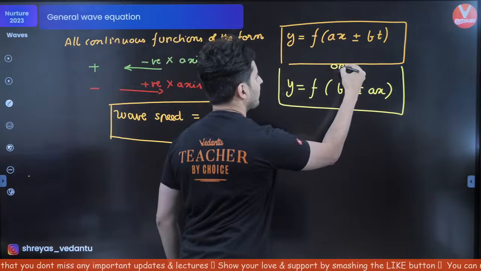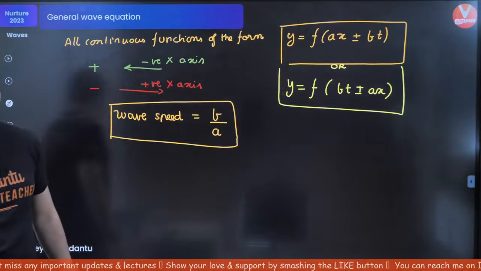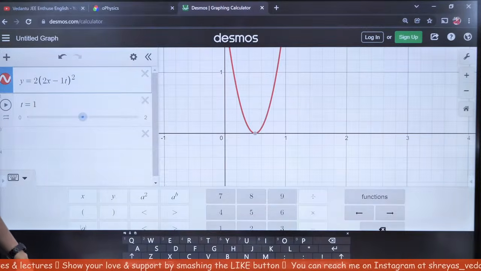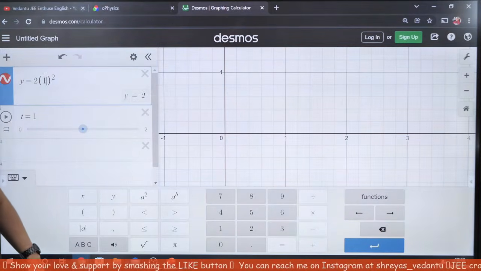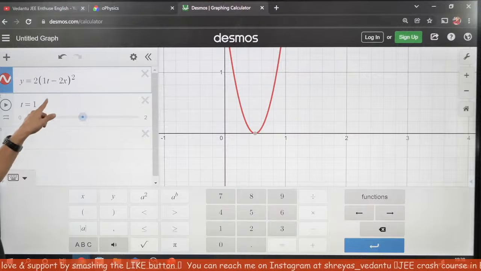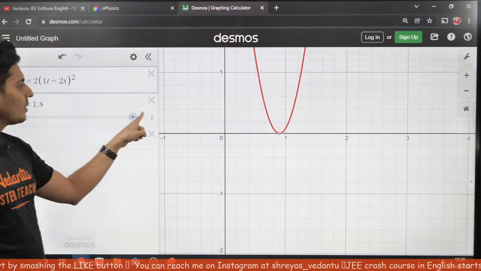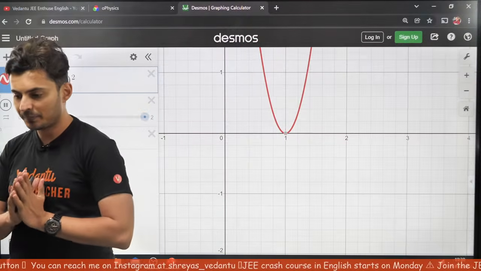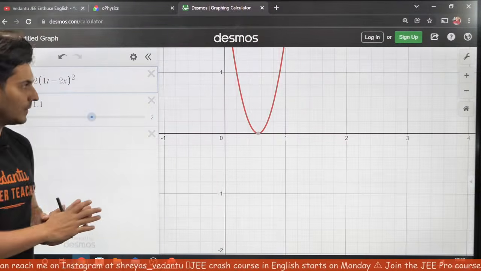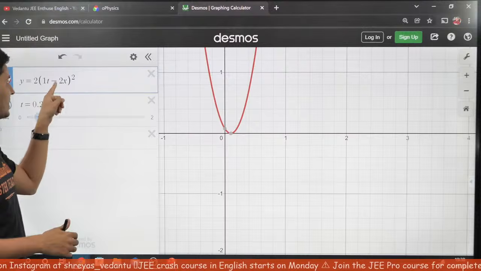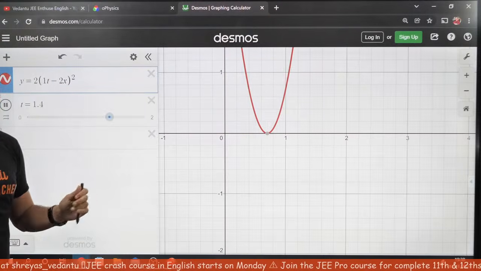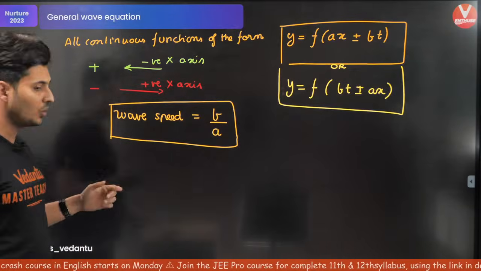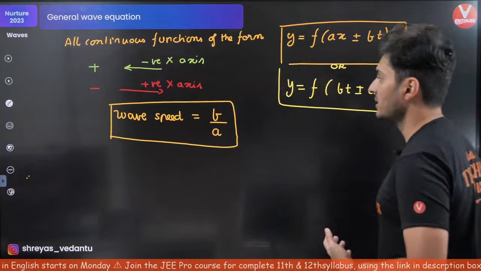So this is OR. You can change the order in the graphing software as well, and you will see it really doesn't matter. I can put 1t minus 2x. If you play this, you will see it will still go towards the positive side. So the order does not actually matter. I hope this is understood. It's just based on the coefficients of x as well as time. So this is a generic equation. Fair enough. Let's move to some questions based on this concept.